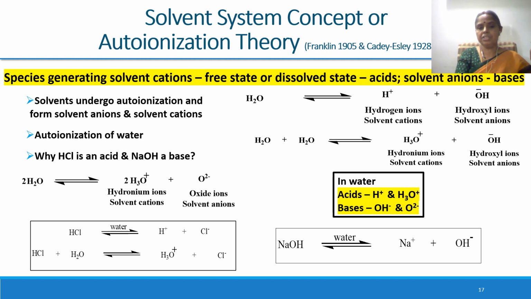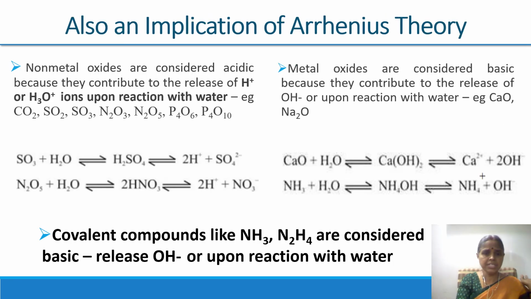So, autoionization theory states that any substance when put in a solvent, if it generates solvent cations, it is an acid. If it generates solvent anions, it is a base. It's also an implication of Arrhenius theory, you can also consider it as an implication of Arrhenius theory. How can you say that? Arrhenius theory said that H plus ion releasers or H plus ion donors are acids. But it could not explain the acidity of SO3 and N2O5 or NO2, but you can explain it here.